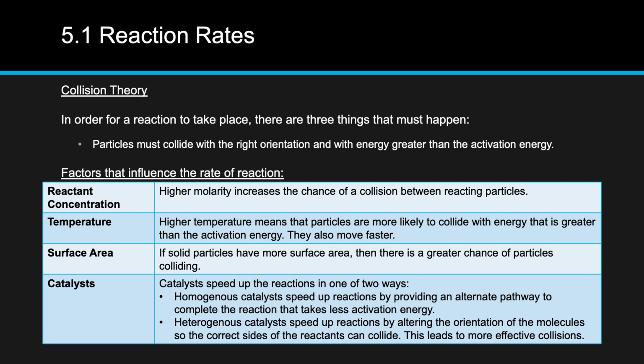So that's going to greatly increase the surface area, which means that reaction is going to happen a lot faster because those particles are going to be colliding at a much higher rate. And then finally, we have catalysts. There are 2 types of catalysts that are going to speed up reactions. There's homogeneous catalysts. Homogeneous catalysts just mean that it's in the same phase. So like if you have aqueous and aqueous or gas and gas, those are going to speed up the reactions by providing an alternative pathway to complete the reaction that's going to take less activation energy.